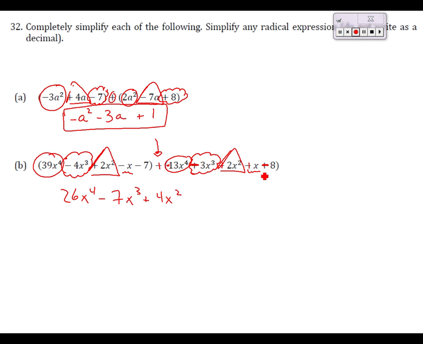And then lastly, I have a negative 7 for a constant and a negative 8 for another constant. Negative 7 and negative 8 is negative 15, at least on Wednesdays.